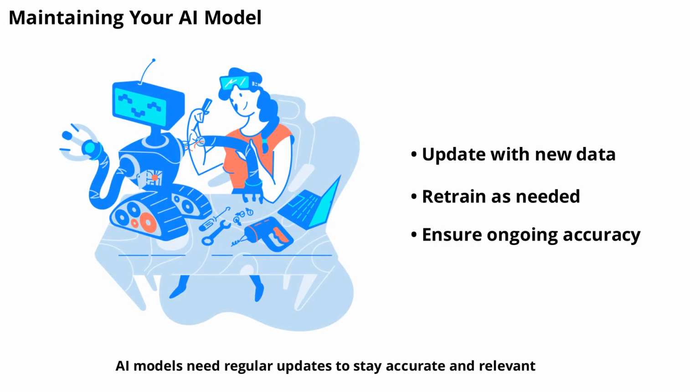AI models need regular updates to stay accurate and relevant. As you collect new data or notice changes in your project's needs, retrain your model to keep it performing well. Maintenance is an ongoing process, but no-code platforms make it easy to update and improve your models over time.